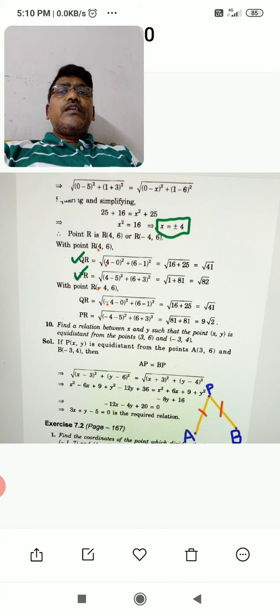Because of the square, it is equal to x square plus 25. PQ equal to 25 plus 16, QR equal to x square plus 25. You see here, we want to find the value of x square. The 25 is going to cancel, as both are the same on the LHS and RHS, so x square is directly 16.